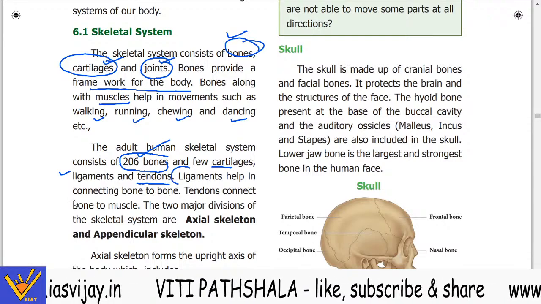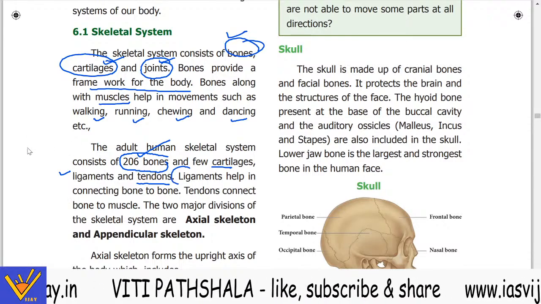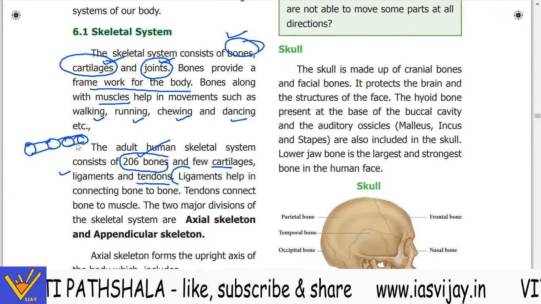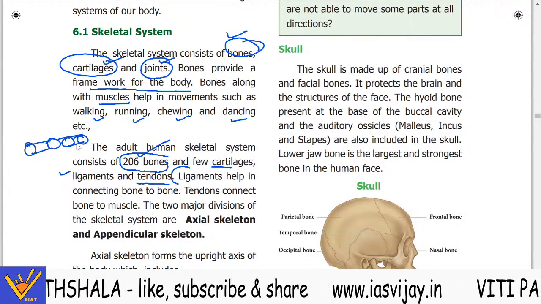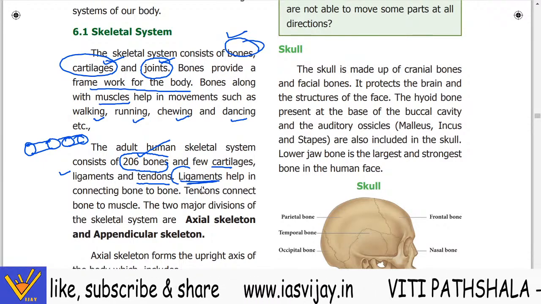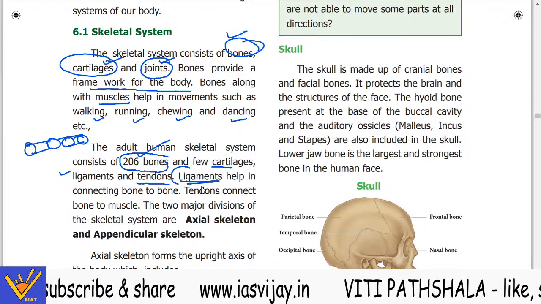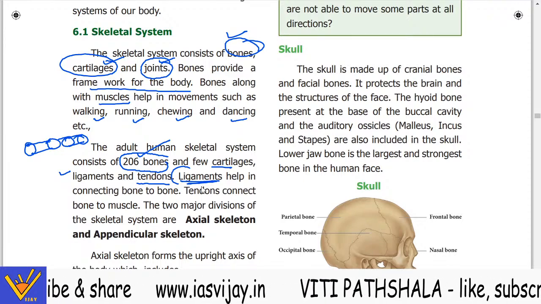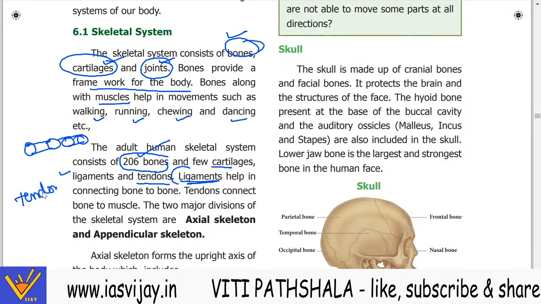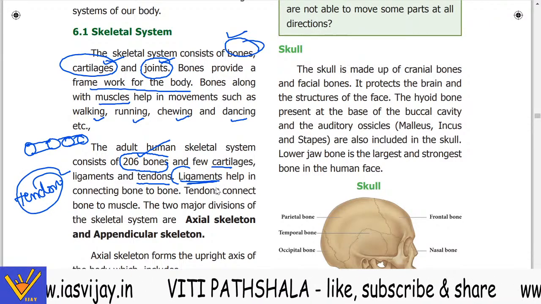Now ligaments help to connect bone to bone. So remember, bone to bone is connected with the ligament. The function of the ligament is to connect a bone to another bone. Tendons connect the bone to the muscle.